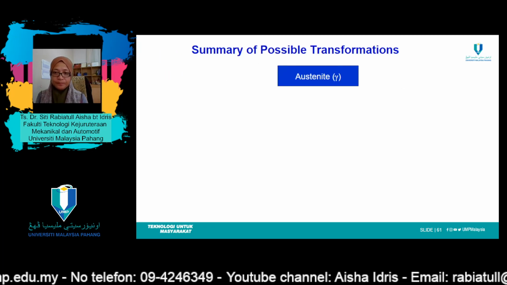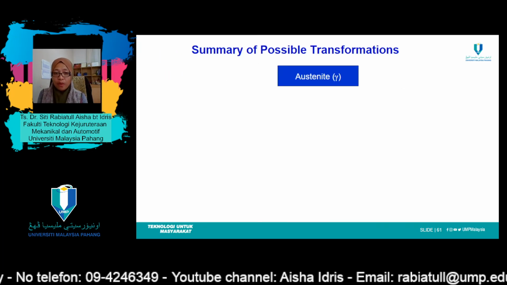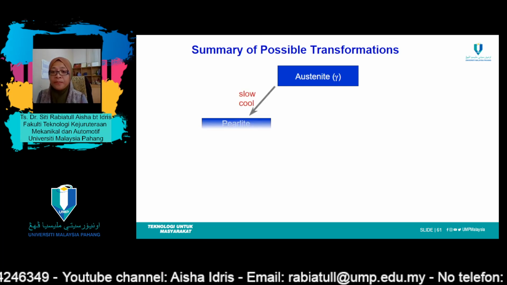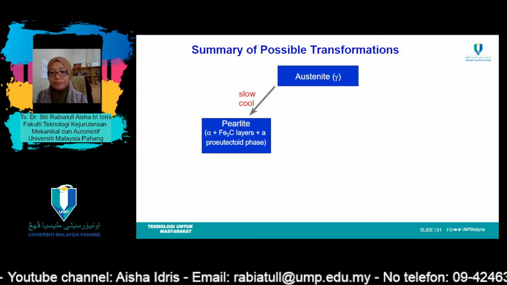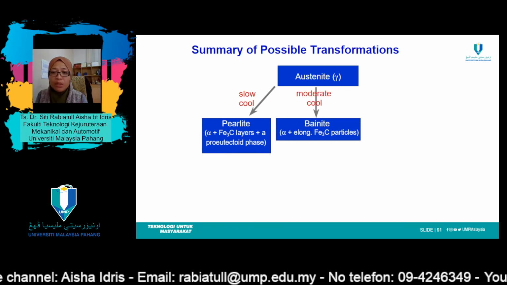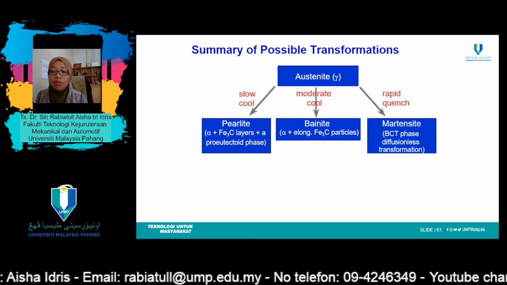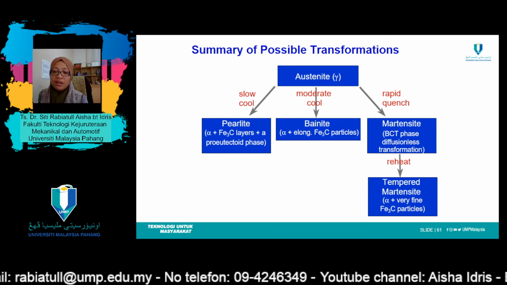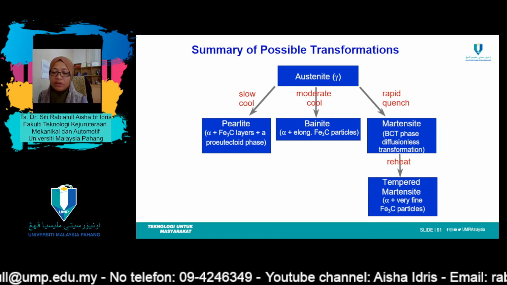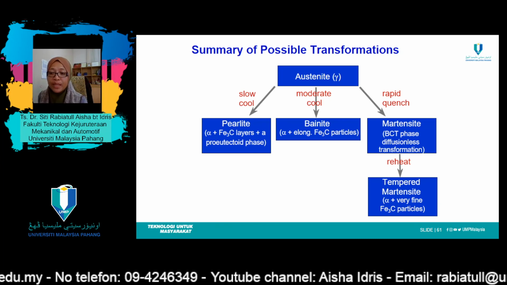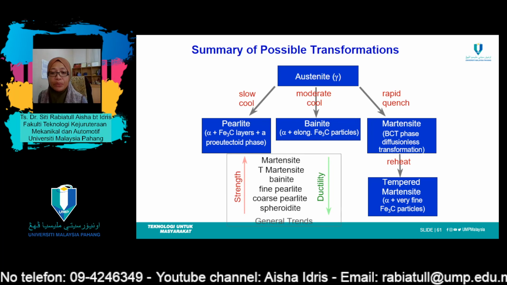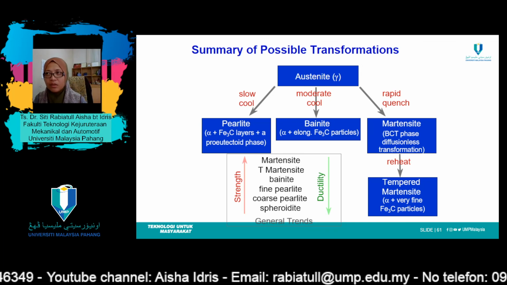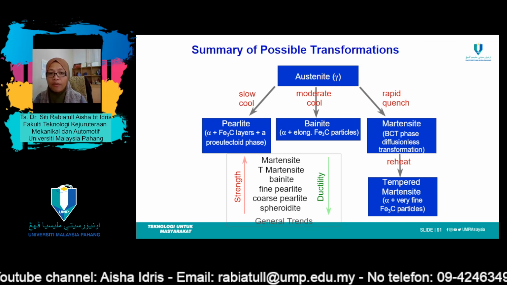So in summary, first of all, we need to heat the carbon steel to austenite temperature. Slow cooling will produce pearlite. Moderate cooling will produce bainite. Rapid cooling will produce martensite. And reheating the martensite is called the tempering process, which will produce tempered martensite. And in general, the higher the strength of the microstructure of that specimen, the more the ductility of that specimen will decrease.